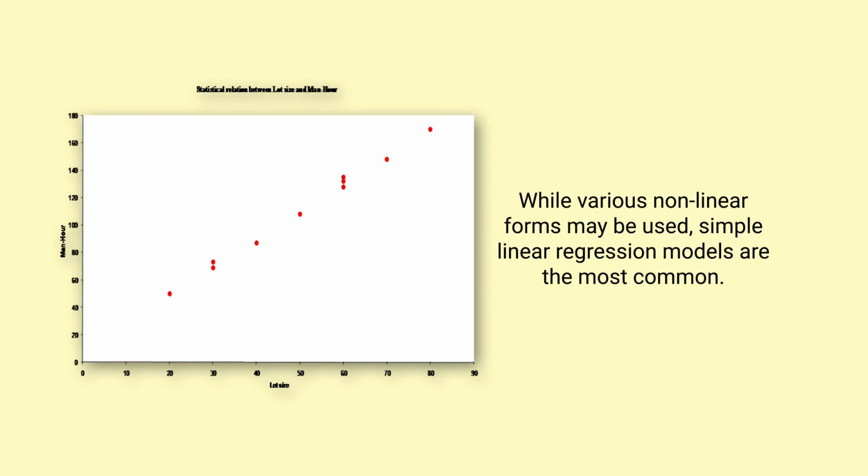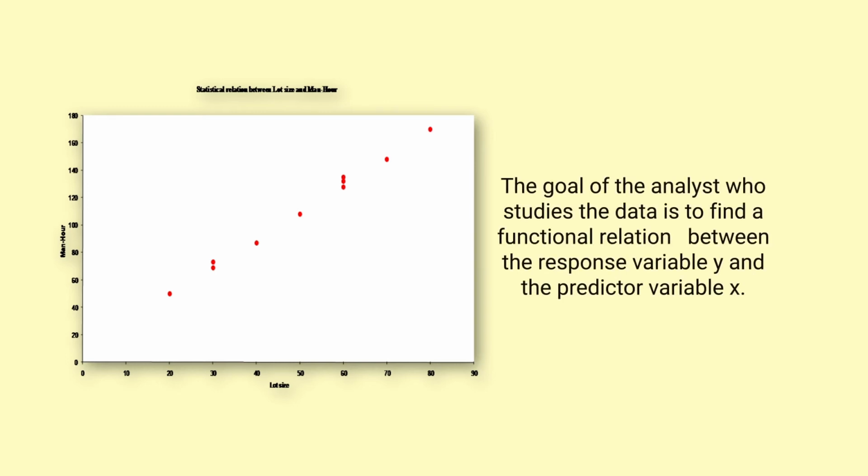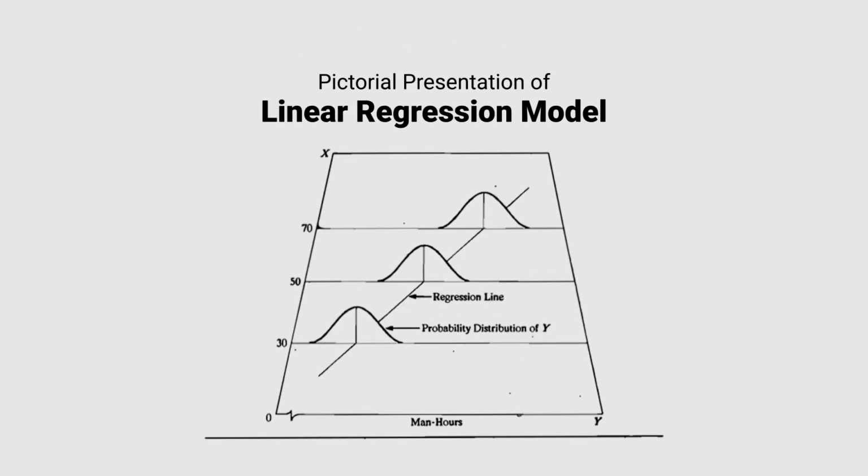If you see this particular image, I think this is quite well versed as far as the explanation is concerned. The goal of the analyst who studies the data is to find the functional relation y equals f(x) between the response variable y and the predictor variable x. So, this is a pictorial presentation of the linear regression model. This is a regression line, and this is the probability distribution of y.